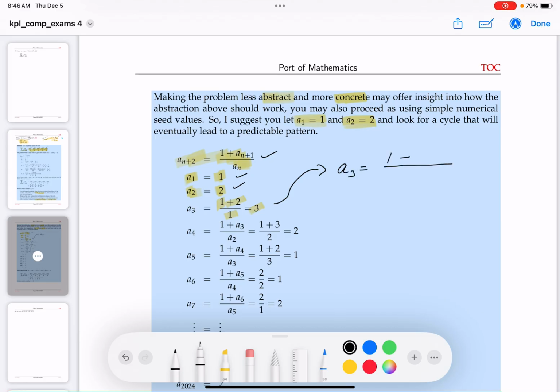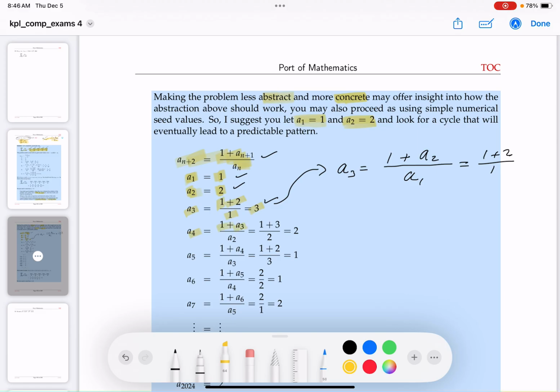This is going to be 1 plus A2 over A1. And again, what's A2? A2 is 2. What's A1? It's 1. So, a really simple computation. 1 plus 2 is 3, and 3 divided by 1 is 3. Then I put A4 down.